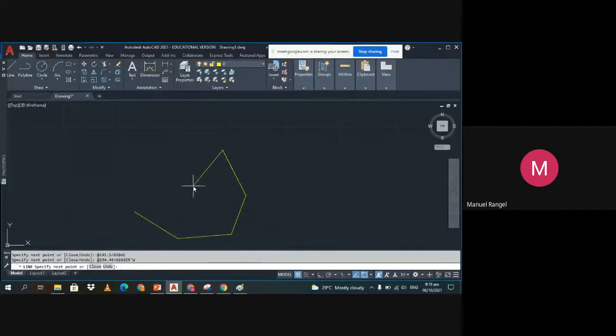Okay, another point E at 270.65 bearing of south 74 degrees 8 minutes west. Then last point is at 252.38 bearing of south 33 degrees west. Okay.